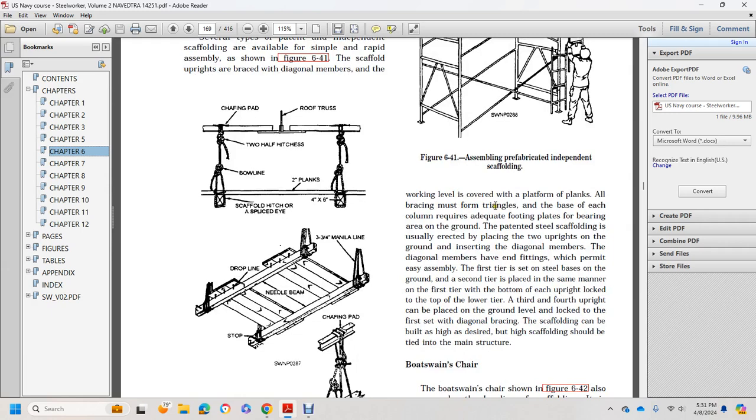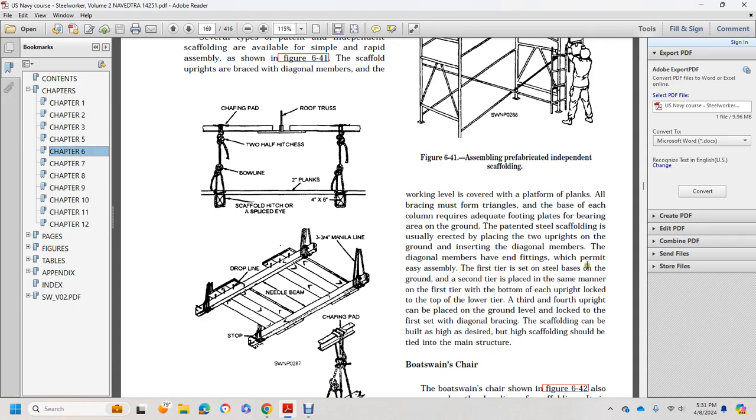When working with scaffold platforms, the bracing must be formed in a triangle, with a base for each column and adequate footing plates for bearing on the ground. Steel scaffolding is usually erected by placing two uprights on the ground and inserting the diagonal members, which have edge fittings that permit easy assembly.